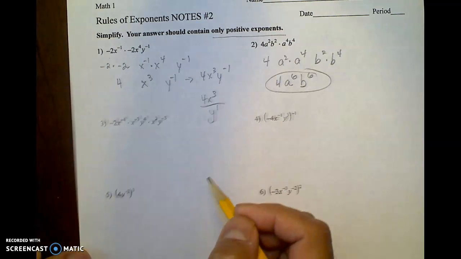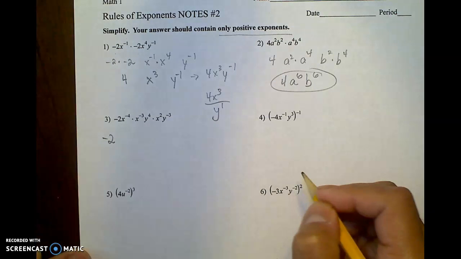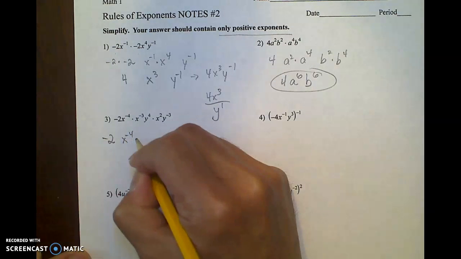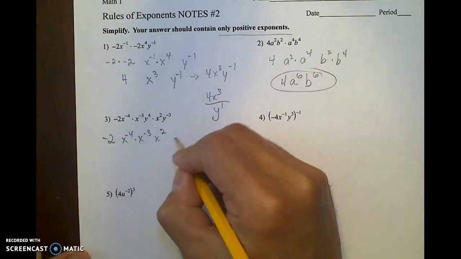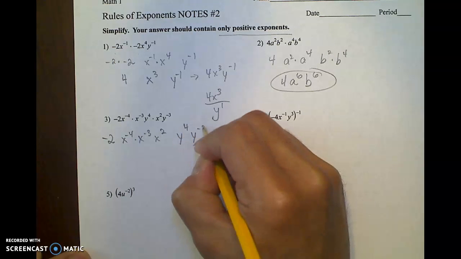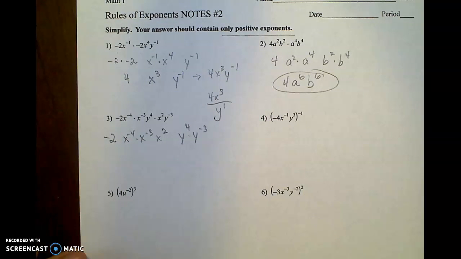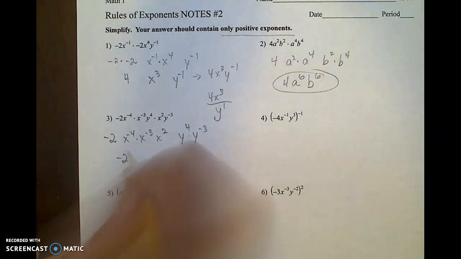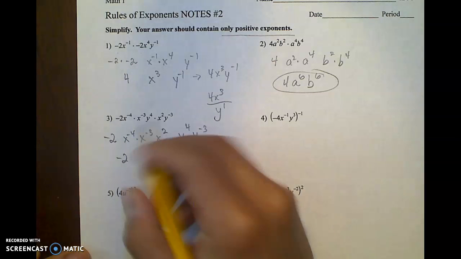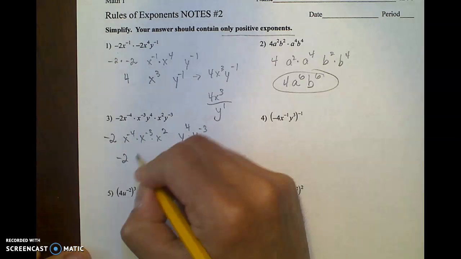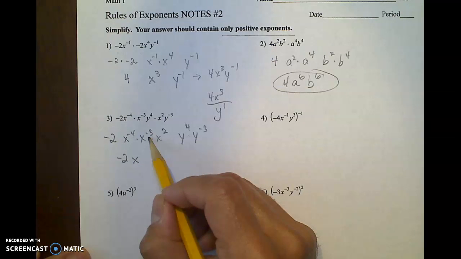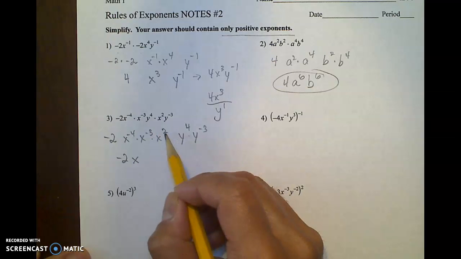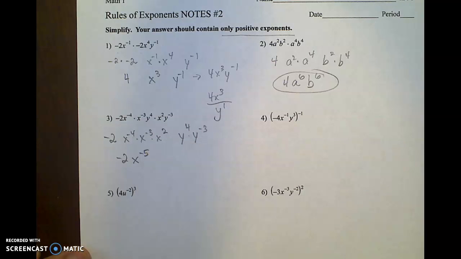Alright, next, number 3, coefficients. Alright, x's got -4, x -3, x +2. Y's, I got y to the 4th, and y to the -3. Alright, so coefficients, just -2. The x's, again, since we're multiplying all three of those, you're going to keep the base, and you're going to add the exponents. -4 plus -3 is -7, plus 2 is -5. We added the exponents. That's the rule.